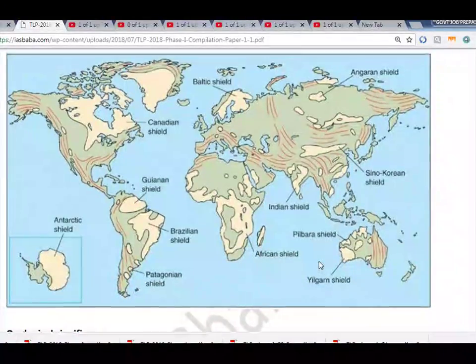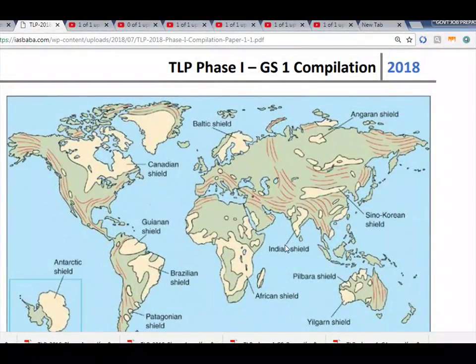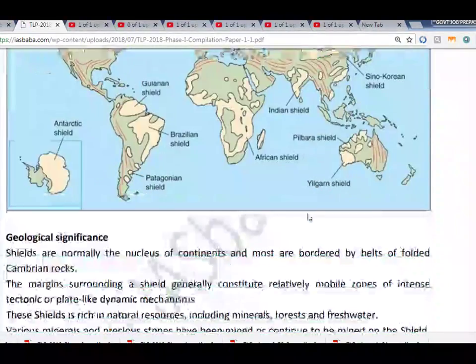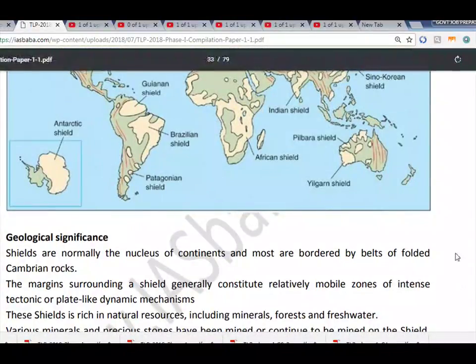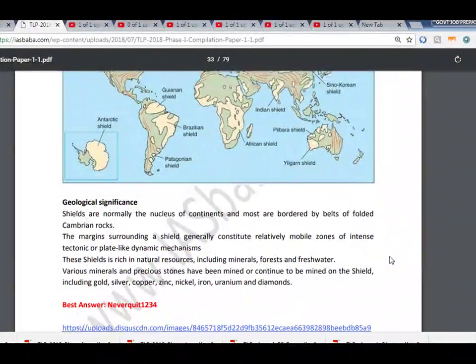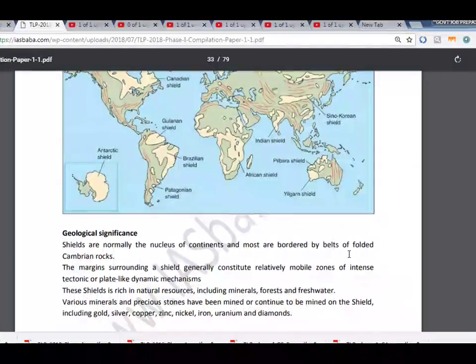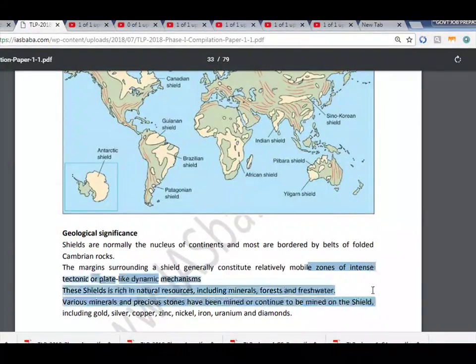Geological significance. Shields are normally the nucleus of continents, and most are bordered by belts with folded Cambrian rocks. The margins surrounding the shield generally constitute relatively mobile zones of intense tectonic or plate-like dynamic mechanisms.